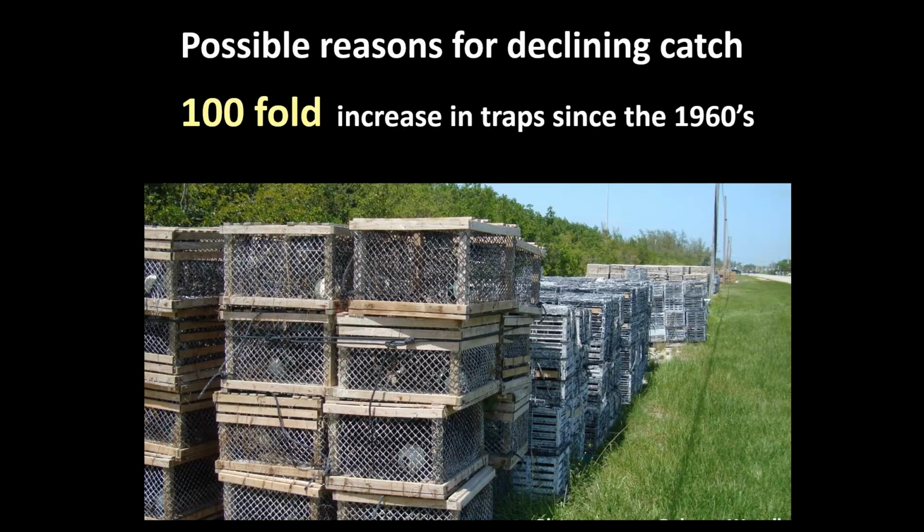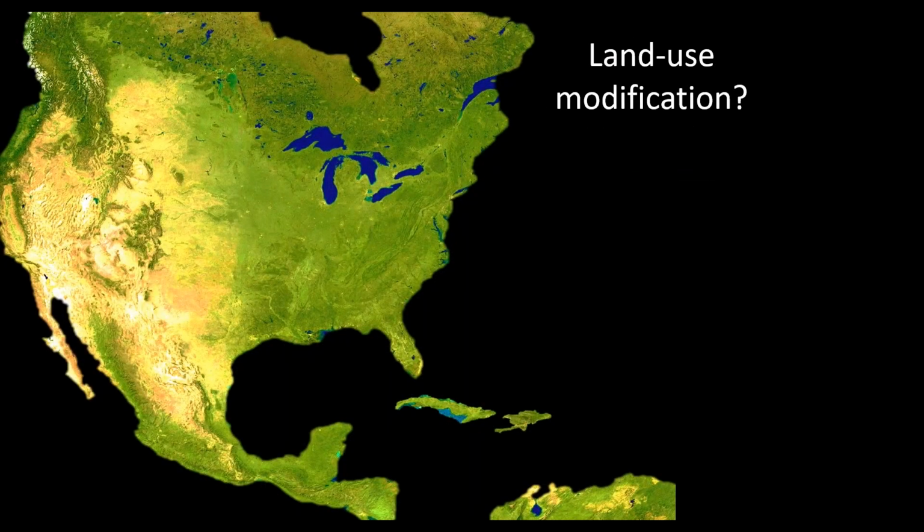So other reasons for the declining catch. So as I mentioned, there's been a 100-fold increase in traps since the 60s. Now there is a trap reduction program going on, but fishing pressure has definitely contributed. And I don't want you to think that it's just fishing pressure that's going on. There's other factors that could also be contributing to their decline.